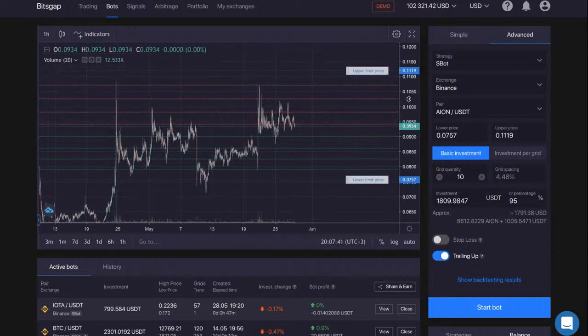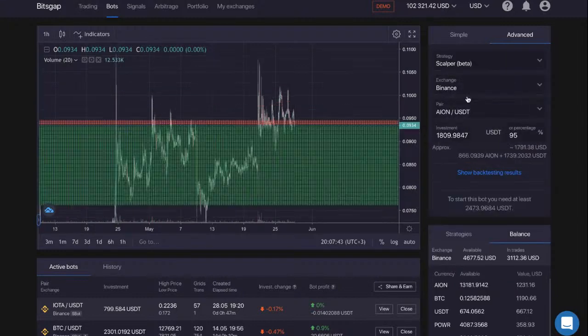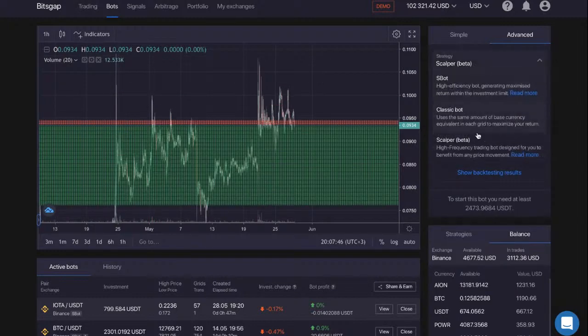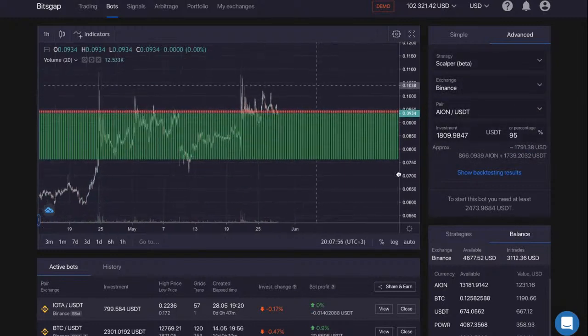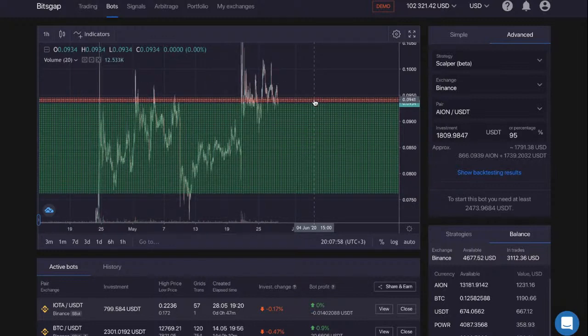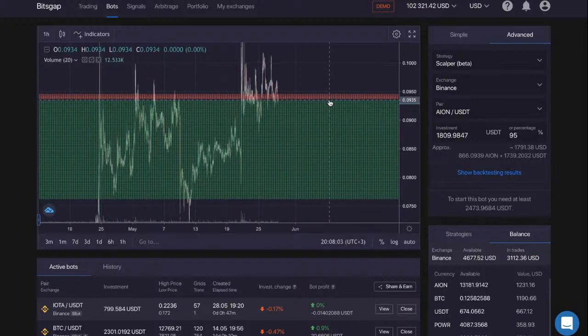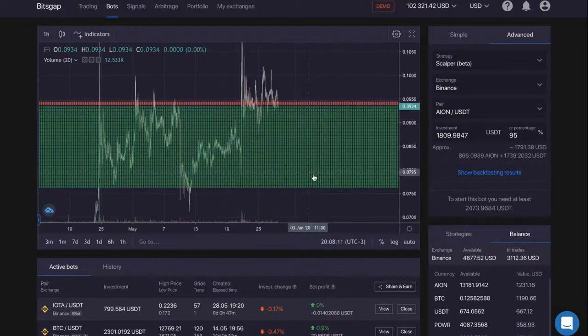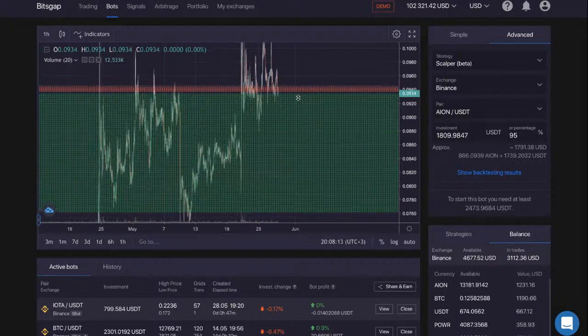lower balances. The scalper is currently in the beta mode, and it offers the highest frequency trading in comparison with other bots. And currently it looks like this. So you see that you are not able to adjust the upper limit price and the lower limit price, and here you have an extensively wider buy zone. So it's approximately 90% of all grid levels here are proportionately distributed in buy zone.